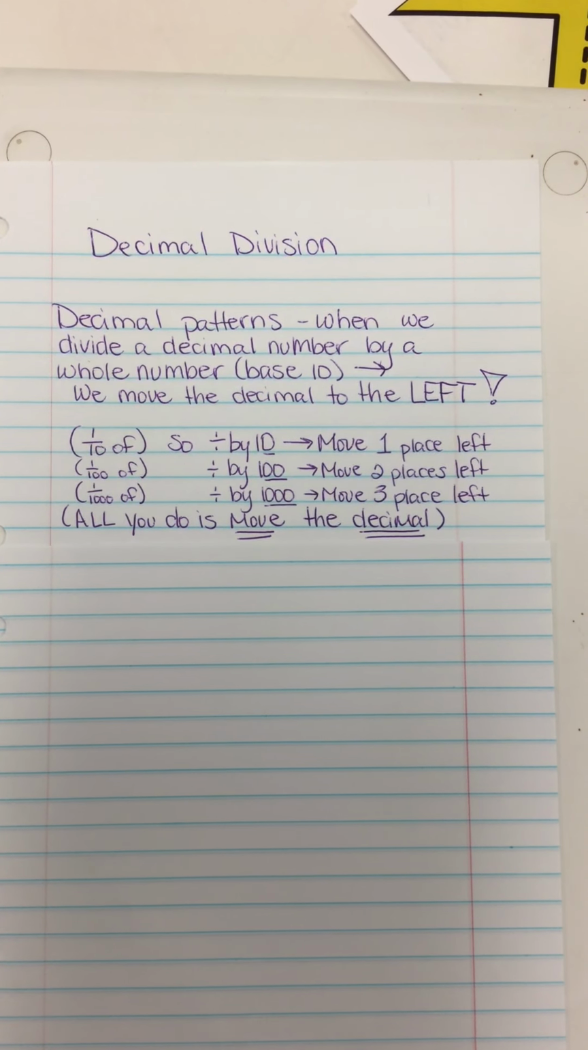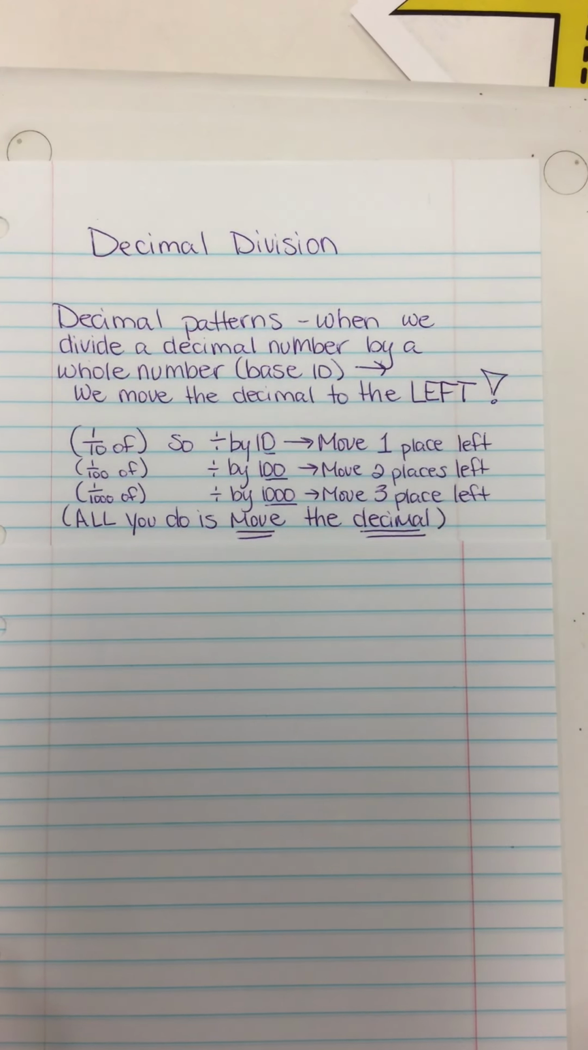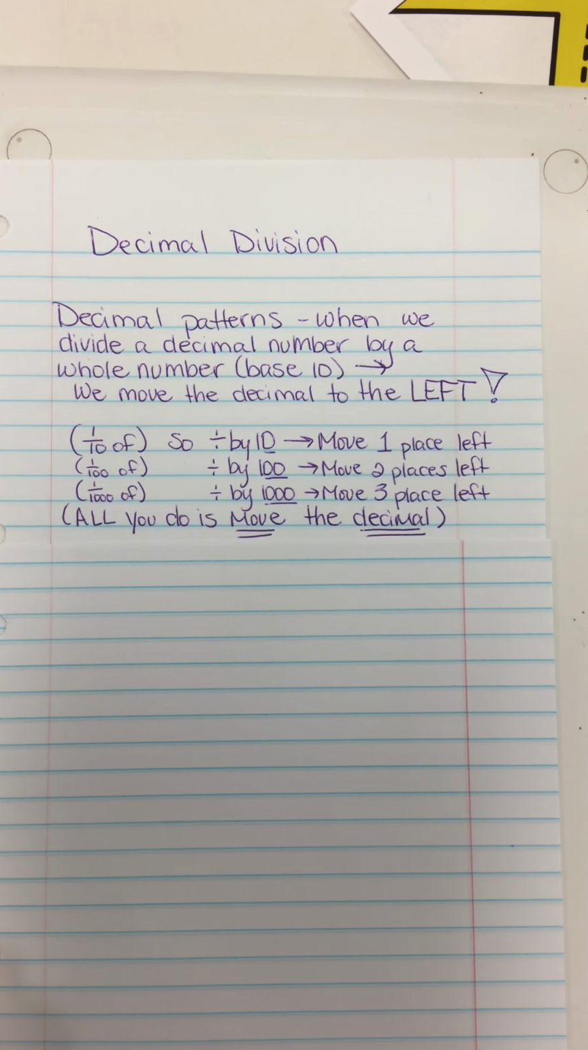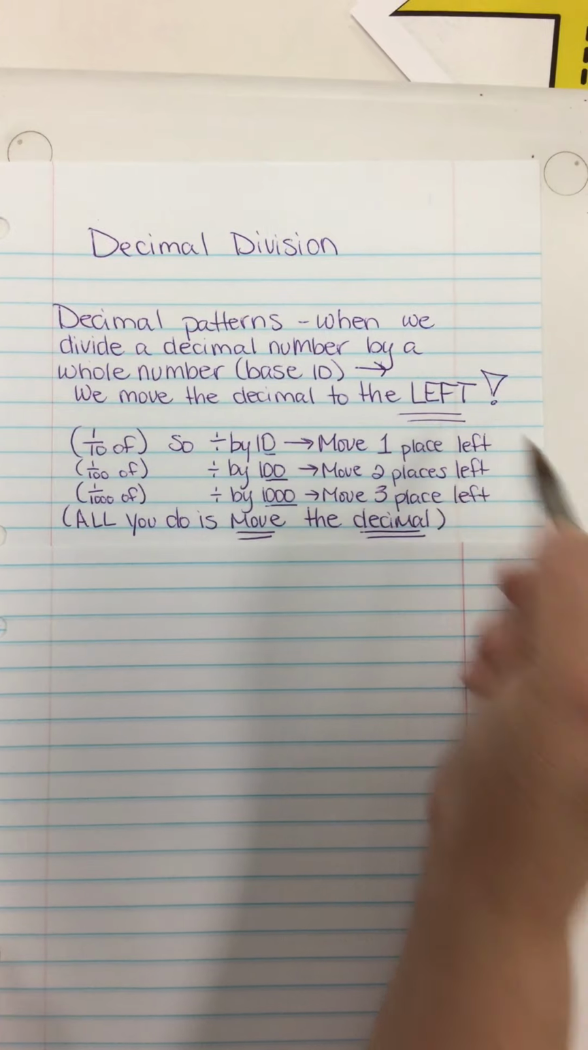Okay, so we're moving on into decimal division. Division is just like division of whole numbers, but we're going to start with decimal patterns. So when we divide a decimal number by a whole number, which is base 10, all we're doing is moving the decimal to the left. So when we talked about multiplication, we moved it to the right. So when we do division, we move it to the left.